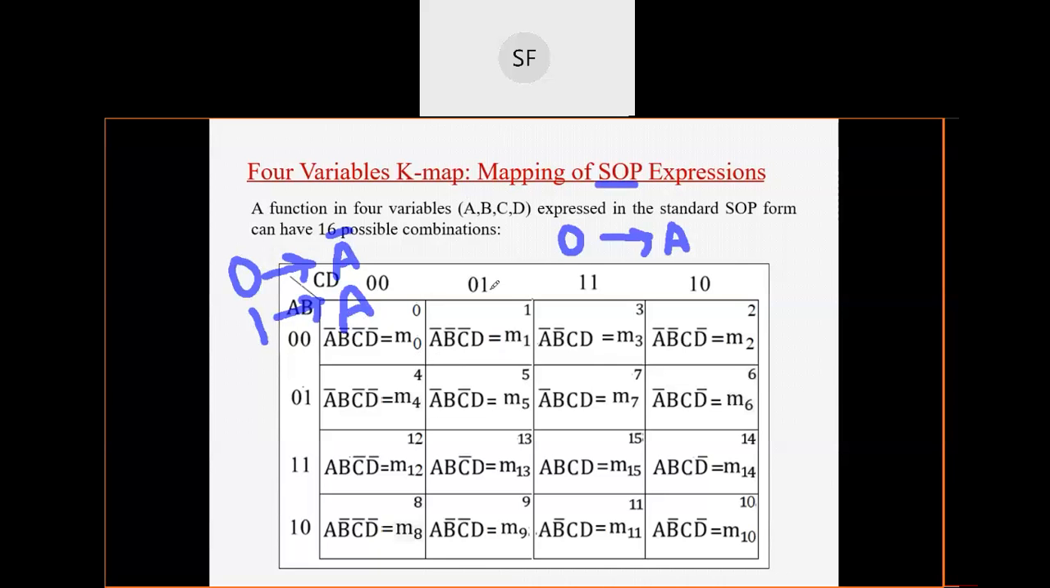So I purposefully kept our discussion alternately, SOP, POS, SOP, POS, so that you will be able to understand these things. Okay, so just go through this slide, observe this slide, then we will start with the next slide. Just wait here for a few minutes.